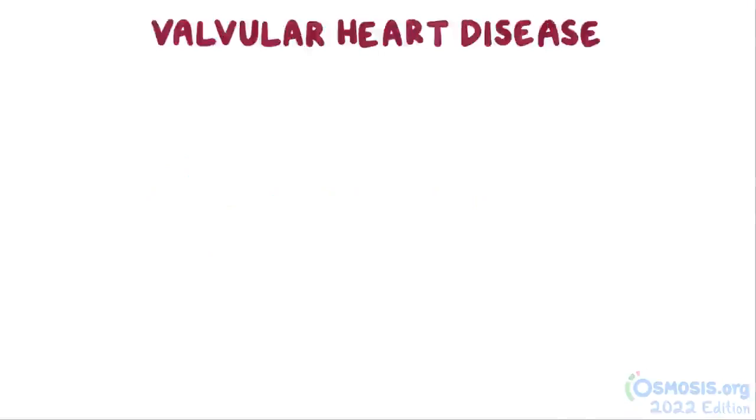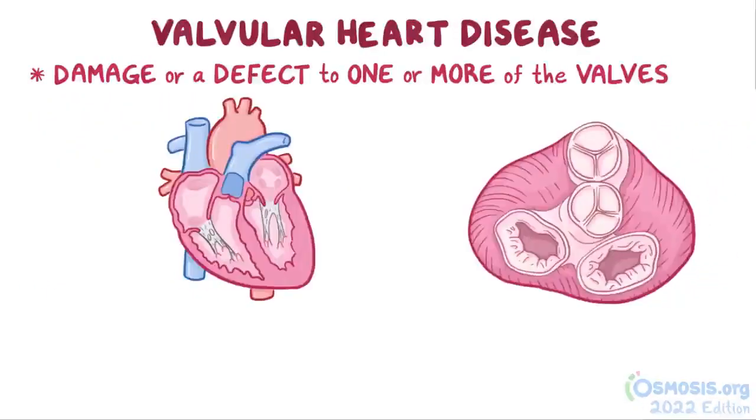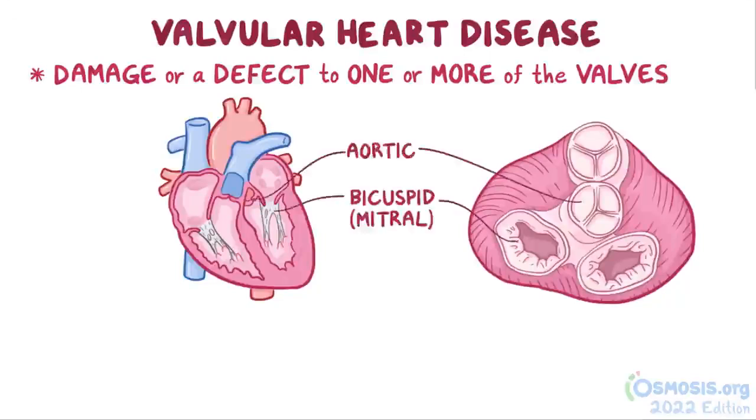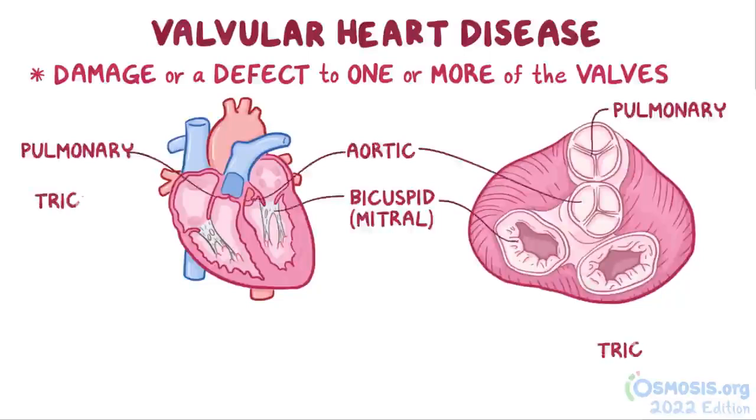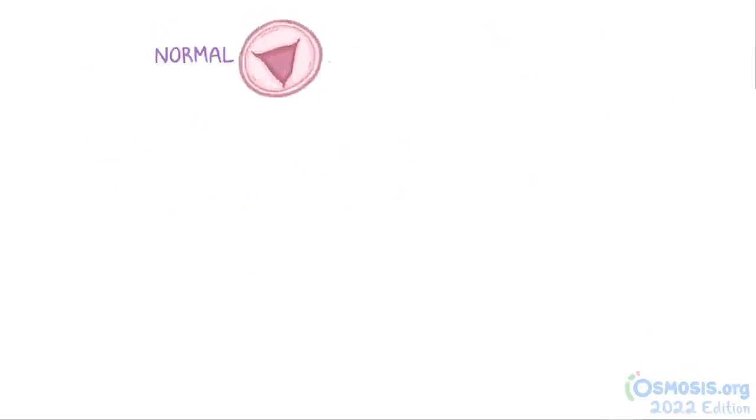Valvular heart disease involves damage or a defect in one or more of the four valves of the heart. So the aortic and bicuspid or mitral valves on the left side of the heart, and the pulmonary and tricuspid valves on the right side of the heart. Normally, the valvular leaflets are very thin, and when the cusps close, they're perfectly opposed.